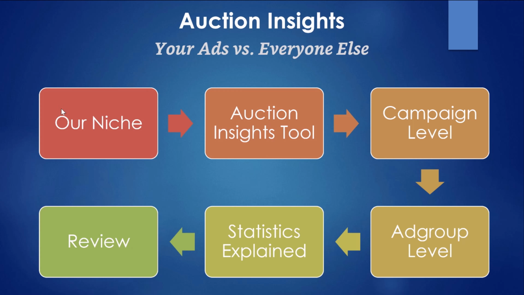So we're going to cover our niche. Our niche is going to be the lawyer firms that I was showing in a previous video. We're going to go through the tool itself. We're going to look at the competition on the campaign level. We're going to look at the competition on the ad group level. I'm going to explain the statistics that it shows, like the explanation of the columns themselves, because there's quite a few and they're all very specific to the data that they provide. And then we're going to do a quick review as usual. So let's go ahead and start.